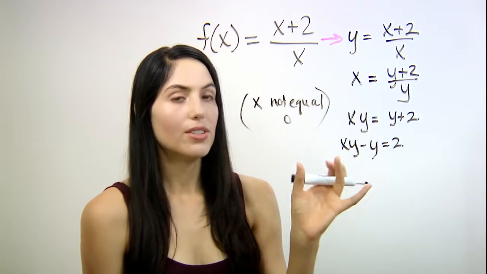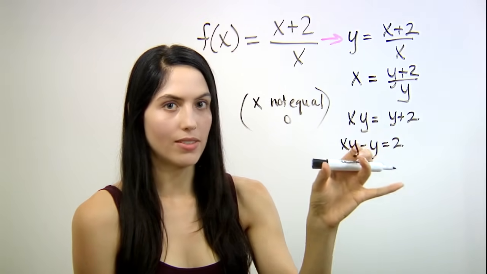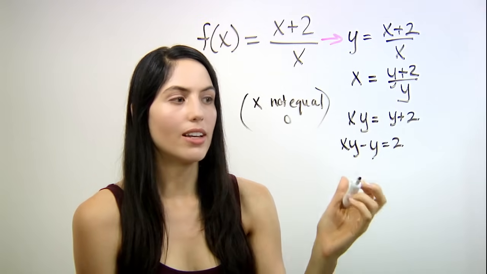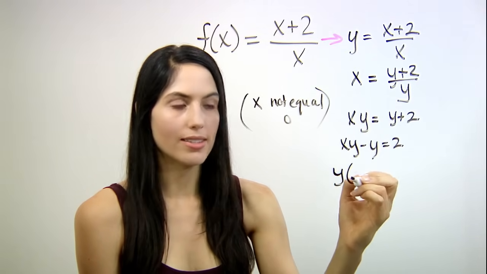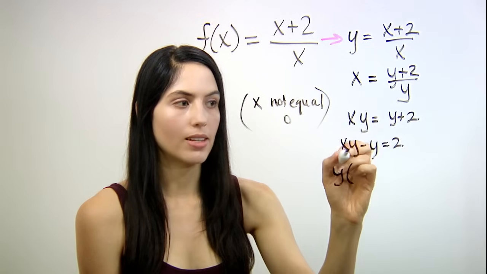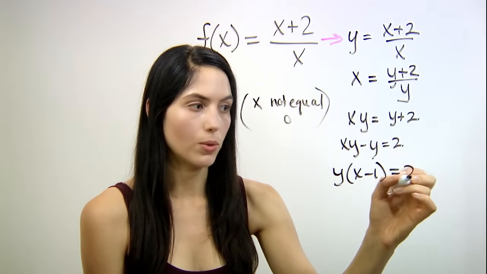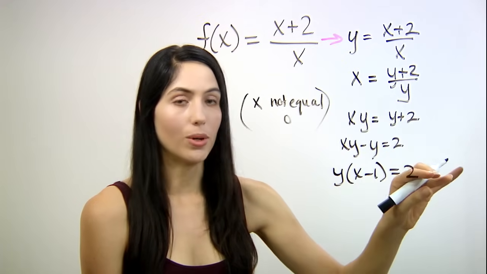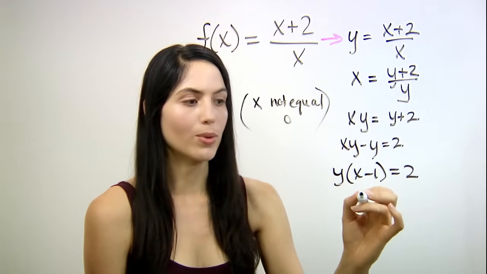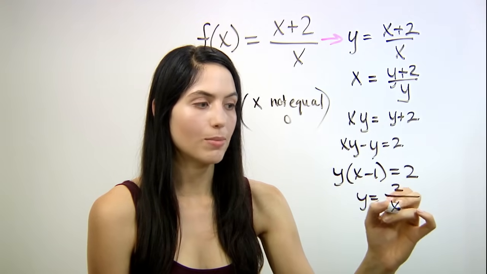Now, to solve for y, you only want y to appear once on the left side. So the best way to do that is to factor out a y. So you'd have y parentheses, and what's left is x minus 1 equals 2. Final step, divide out the x minus 1 from both sides, so you have y equals 2 divided by x minus 1.